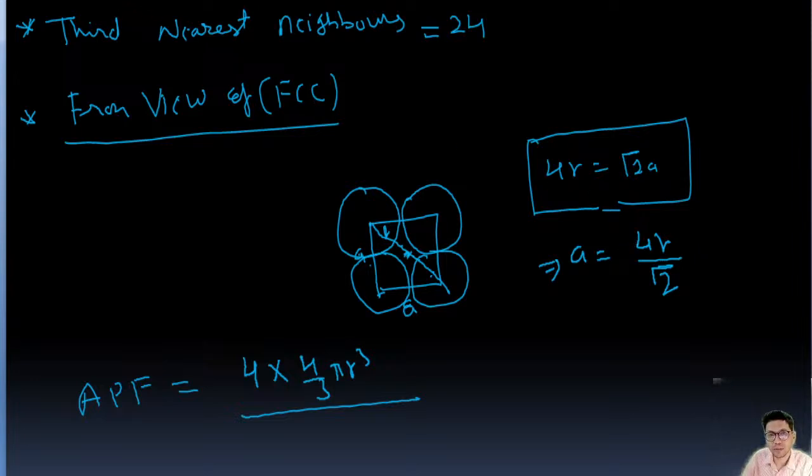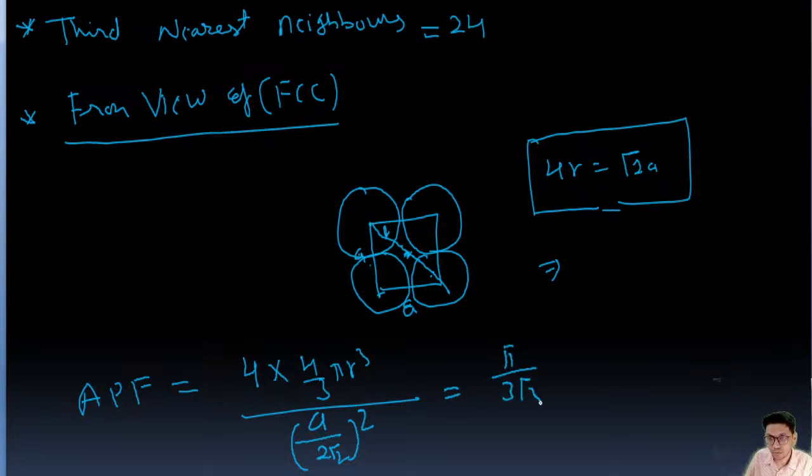So we can get the value of A. Sorry, my apologies. Putting the value of A, this is going to be 4 by 3 pi R cube upon (4R upon root 2) whole cube. So this value is going to be pi upon 3 root 2, and this value is going to be almost 74%, guys.